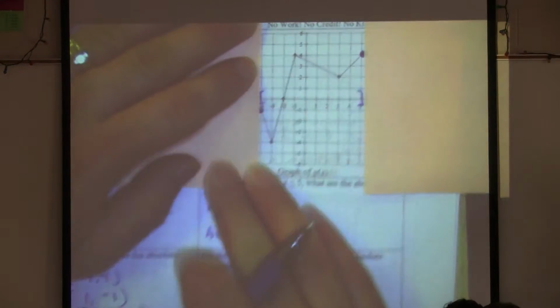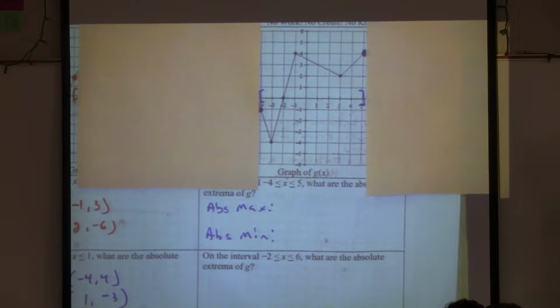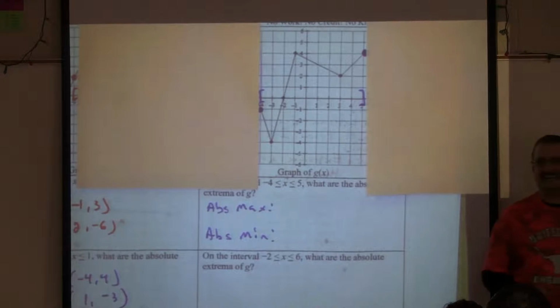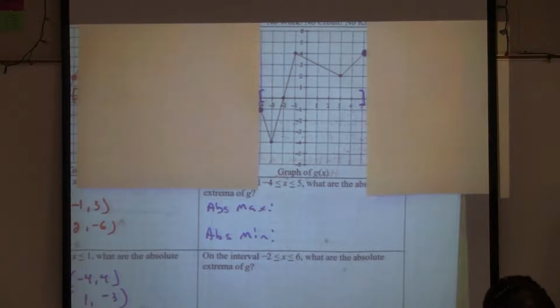Oh, what if they're the same value? Good question. Do we pick the one with the highest x? Do you write both? No, we're looking for the highest value and the lowest value, right? We're really looking at the y's. The x is just where it happens, or when it happens. Yeah, let's put both.